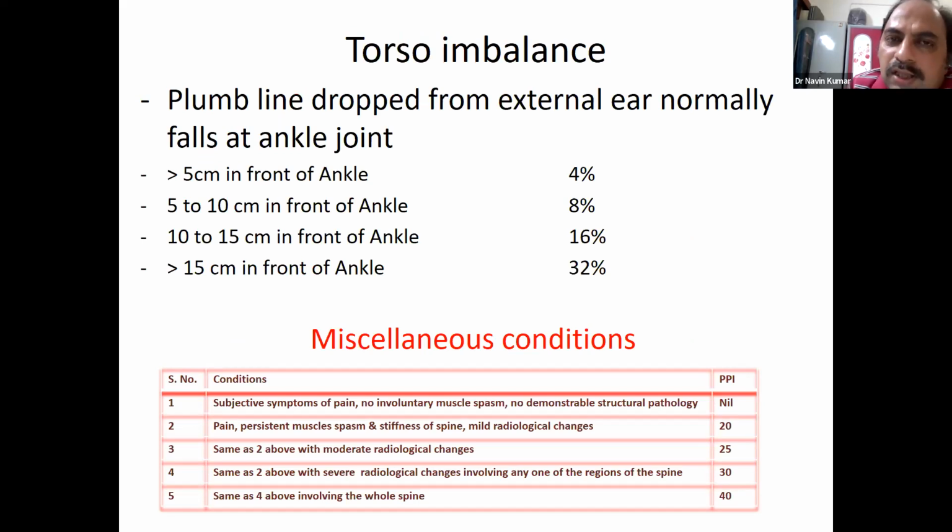Directly it can be added. And there are some other conditions like miscellaneous, like ankylosing spondylitis. In that also, if there is complete stiffness, then we can give. But ankylosing spondylitis can be given only when the whole spine is involved, not when one region is involved.